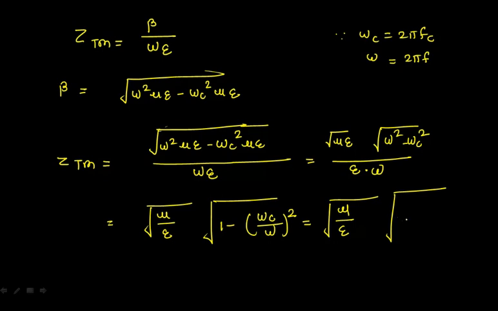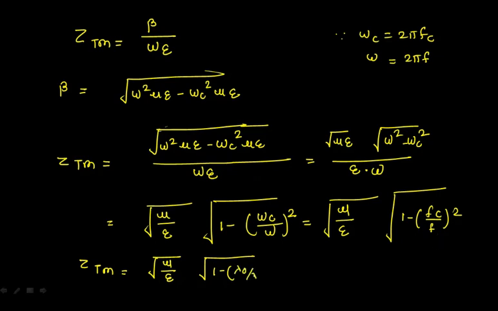I'll get this equation as 1 minus (fc by f) square. Further solving this equation, I'll get ZTM is equal to square root of mu by epsilon times square root of 1 minus, now fc is nothing but c by lambda c divided by c by lambda, so this will become (lambda 0 by lambda c) square. Now again we have seen this mu by epsilon for air will be 377 ohm.